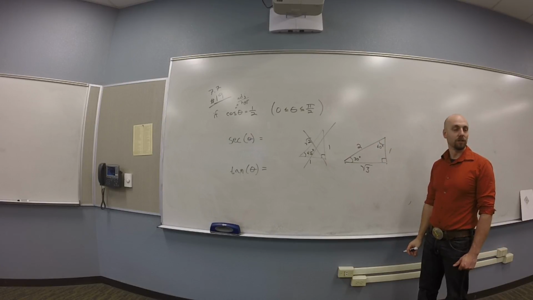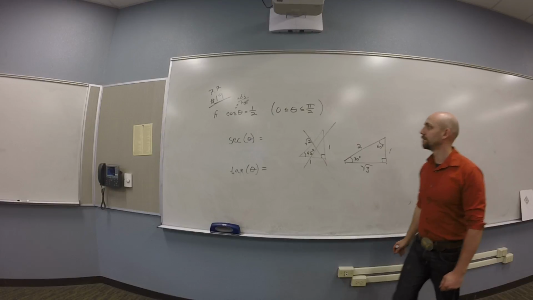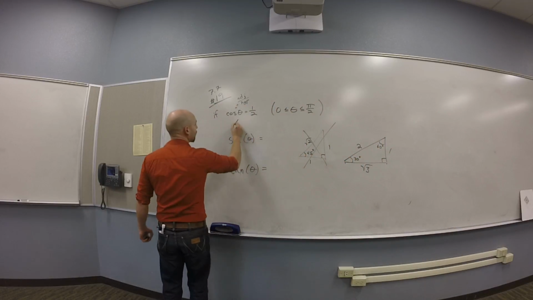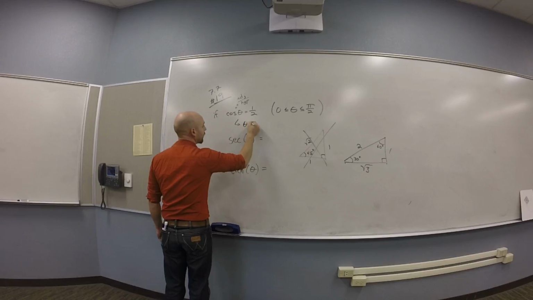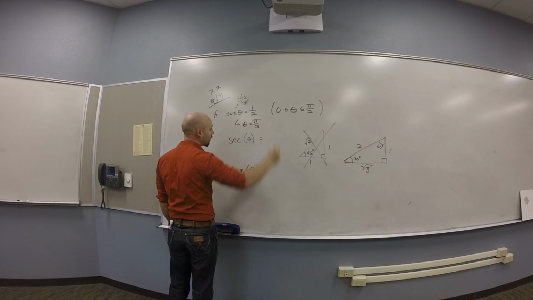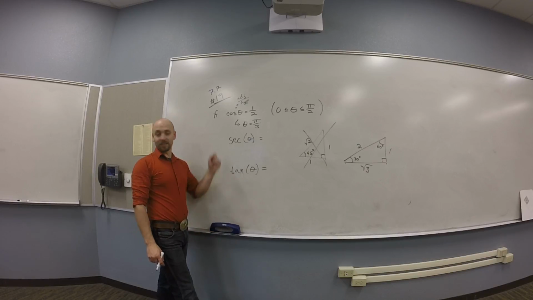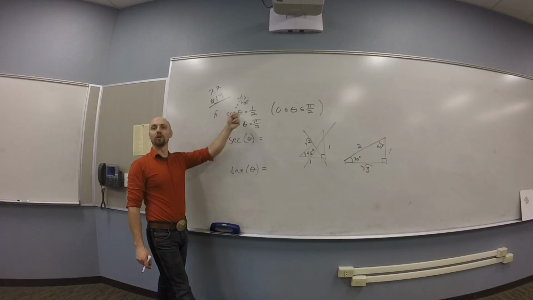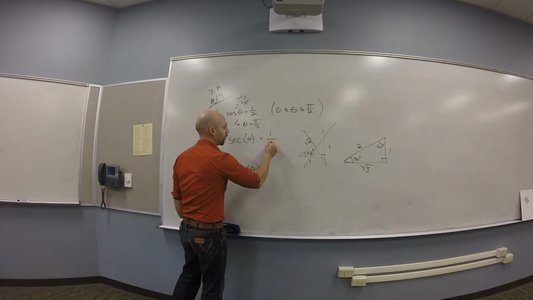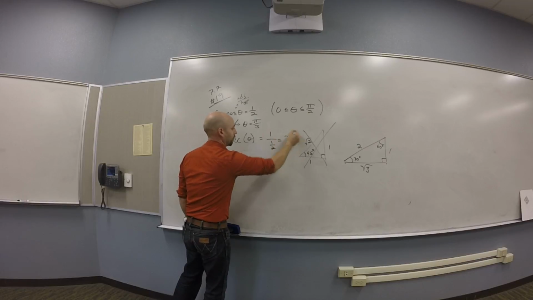So pi over 3. You guys see that? Okay, so this means that theta is pi over 3. Did I need all of that to figure out what the secant of theta is? Not at all. Because the secant of theta is just 1 over the cosine. They told me the cosine was a half. So this should be 1 over a half, which is 2.